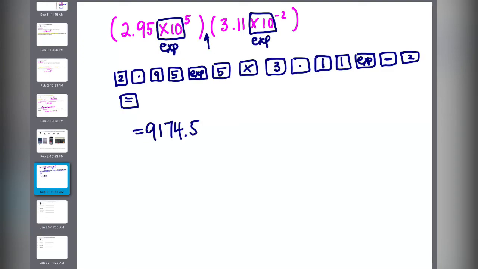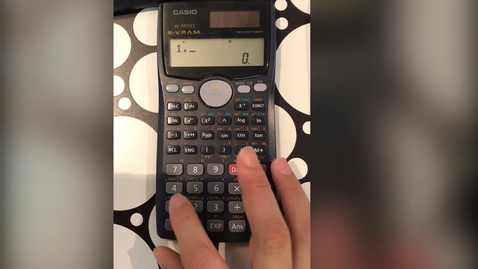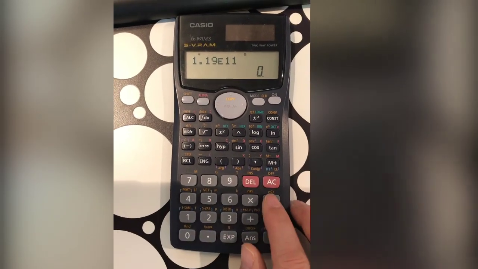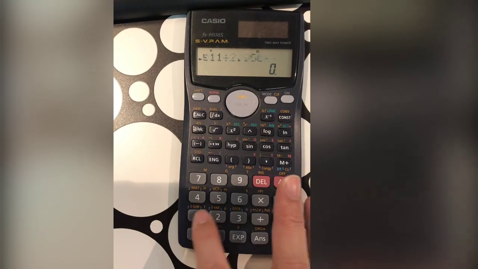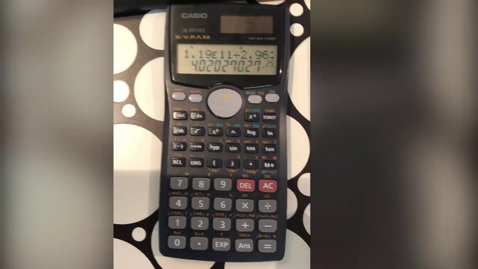Continuing with the lesson. Okay, let's try one more time. Okay, another example. Okay, how about something like that? You go ahead and punch it in, then you check with me what the answer is. So on my calculator, 1.19 EXP 11 divided by 2.96 EXP negative 15. Oh, sorry, that's a 5. I'm just going to change it back, sorry. 15, negative 15, equal.